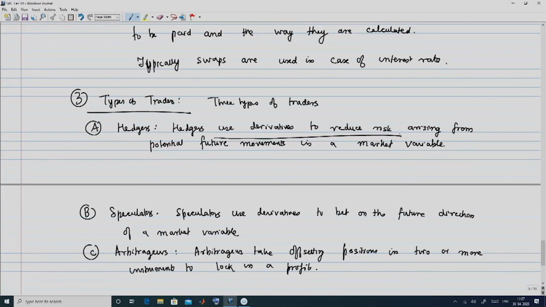Who are the hedgers? So, the hedgers use derivatives to reduce risk. So, hedgers are essentially risk managers who will use these derivatives to hedge against or take preventive measures against unfavorable movement of the underlying asset. So, a simple example could be that a hedger could buy a futures to lock in the price of a certain underlying asset at a future time point.